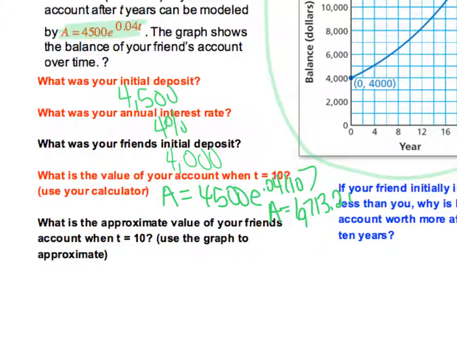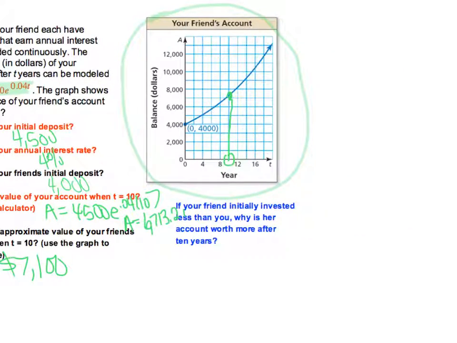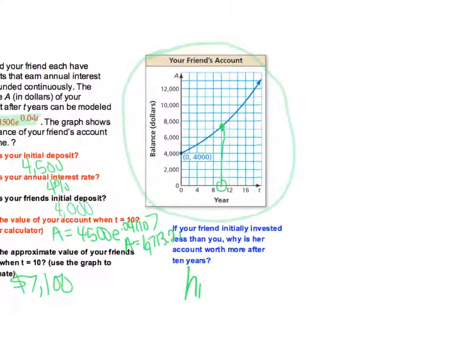What is the approximate value of my friend's account after 10 years? Well, if you look at the graph, after 10 years, at t equals 10, if we go up, we're going to have to do a little bit of estimating since we are using the graph. So it looks like it's just over $7,000, so we could say it's approximately $7,100. So she initially invested less, I invested more, but she ends up with more. That's mostly because she had a higher interest rate.